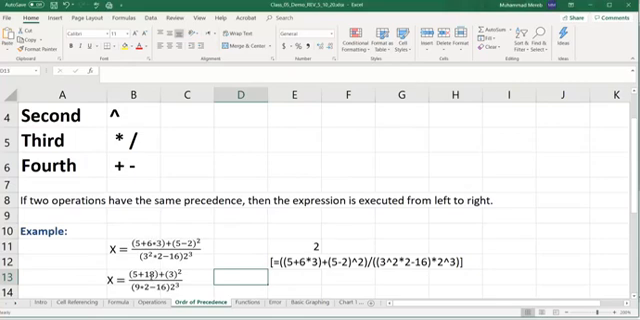So this is the 18 happening first, plus 5. Then if you look at the other side, we have to do the parentheses before we do the plus. So 5 minus 2 will give you the 3. And then for the other part here, we have exponents, multiplication, and subtraction, so the exponents should happen first. So 3 squared is 9.